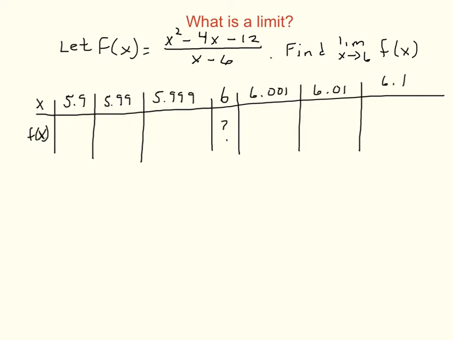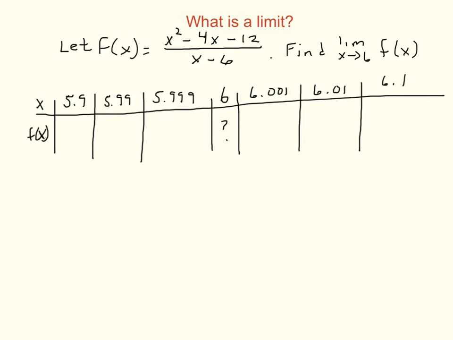Let's take a look at an example problem in terms of identifying a limit based on the function that we have. So in this case, I'm going to let f of x equal x squared minus 4x minus 12 over x minus 6. And what I want to do is find the limit as x approaches 6 of my function. One of the things you're going to end up doing when you're working on these, and you're going to see an example of it here, is you're going to set up a table.